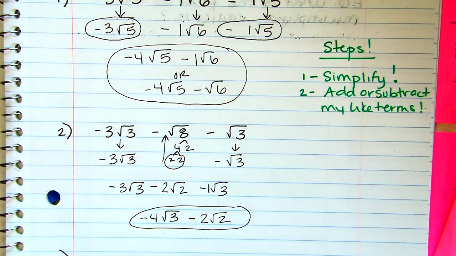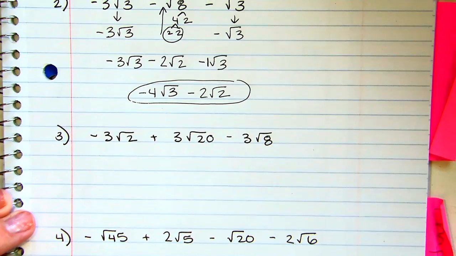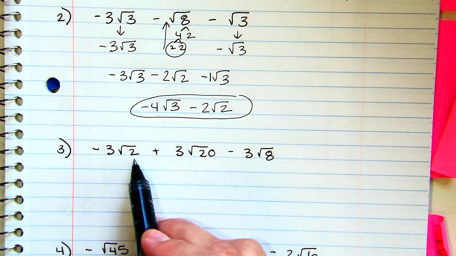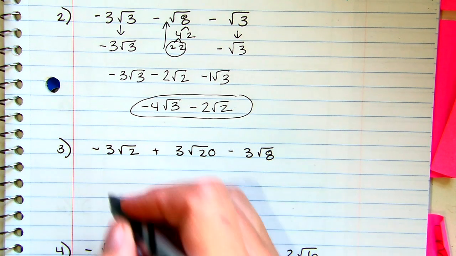All right. Next, number 3. I have negative 3 root 2 plus 3 root 20 minus 3 root 8. Throwing a lot of 3's here. All right, so here we go. So negative 3 root 2. 2 is a prime number. Can't do anything with it. Gonna draw the arrow, bring it down.